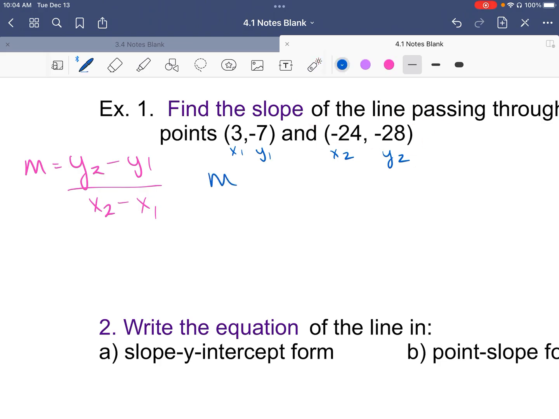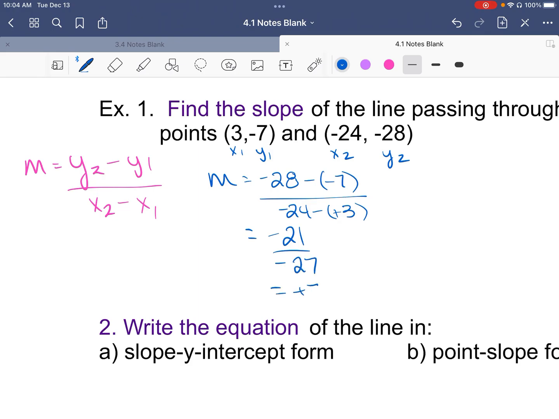So plugging into our slope formula, y2, -28, minus y1 over x2 minus x1. So that will give us -21 over -27, and that reduces to be +7 over 9.